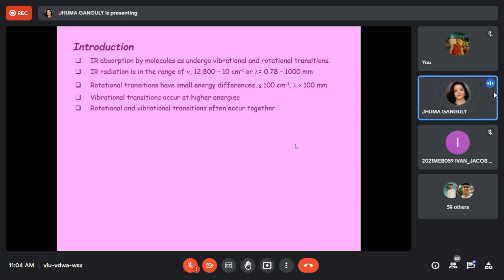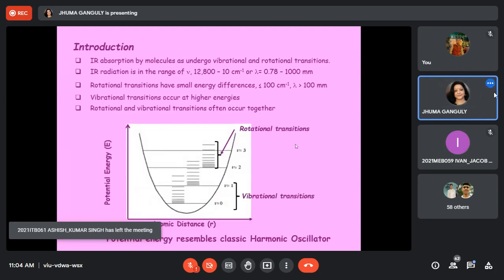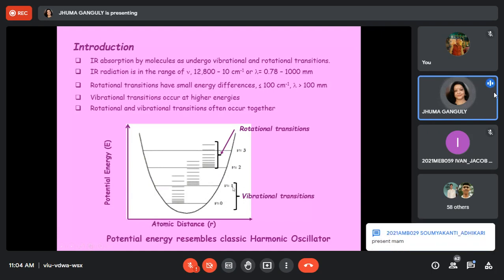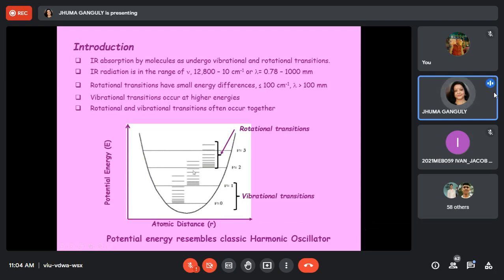So there is one picture here. This picture you can see. One vibrational level has a much larger energy gap, but within this vibration there is some rotational energy. So if there is any stretching, any absorption, molecules show both simultaneously. Vibrational transitions and rotational transitions occur simultaneously. So what are the rotational energies? Electrons are going to the upper and lower levels.